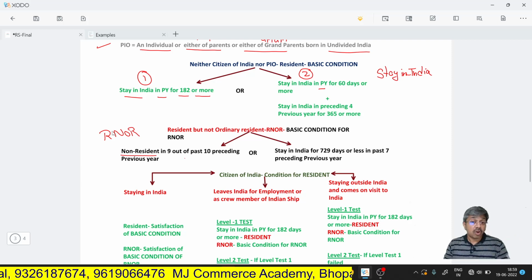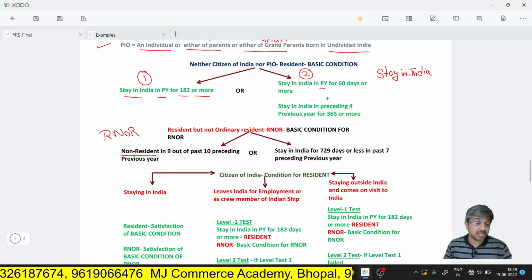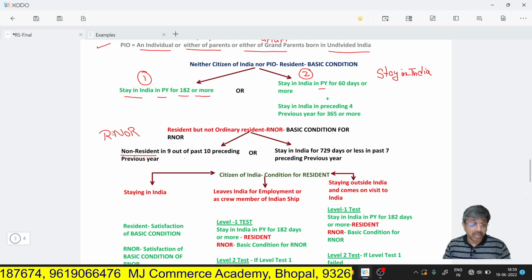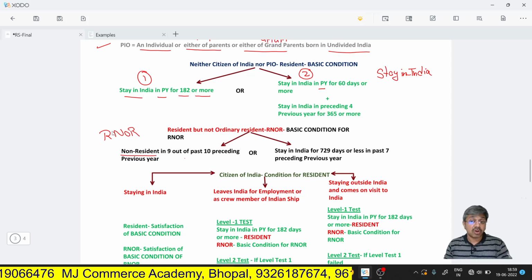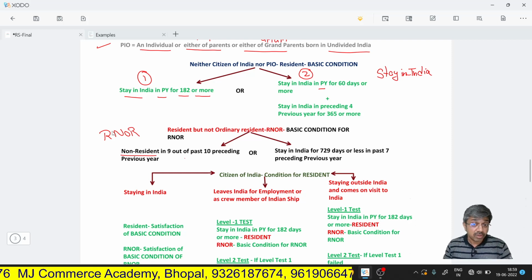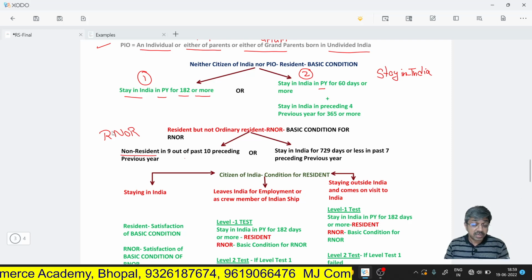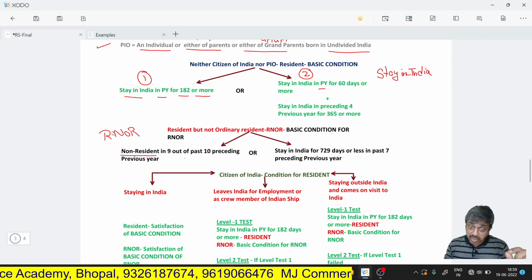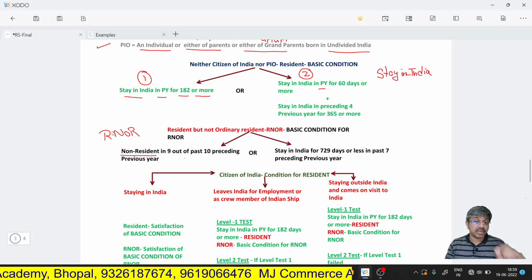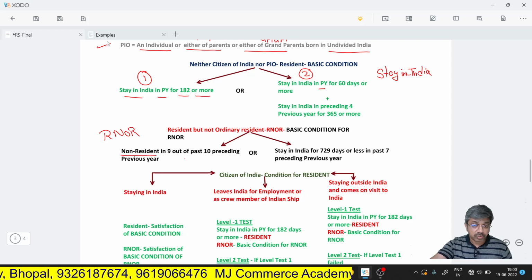Let me make one point: if an individual breaches both conditions, meaning he is not a non-resident in 9 out of the past 10 preceding previous years and he stays in India for 730 days or more in the past 7 preceding years, then his residential status will be resident and ordinary resident. Means if one of the two conditions is satisfied, the individual will be resident but not ordinary resident, and if both conditions are breached, then the individual will be resident and ordinary resident. Let me take an example, it will help you understand the concept.